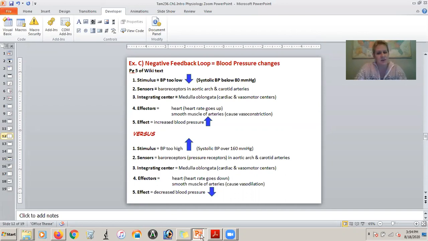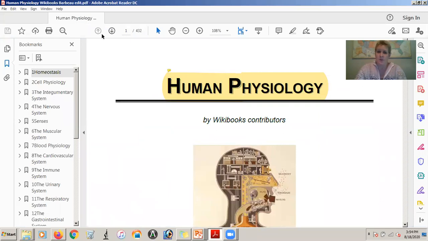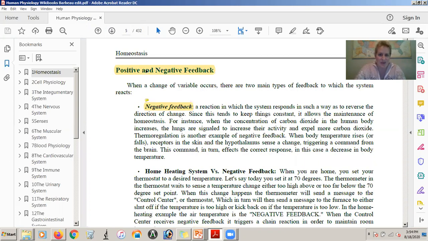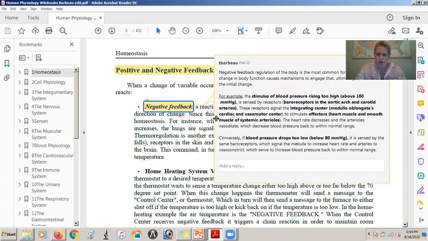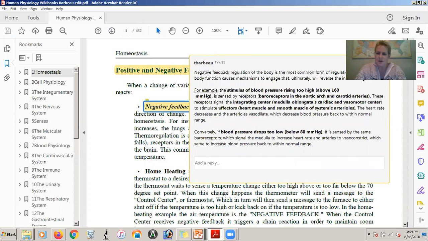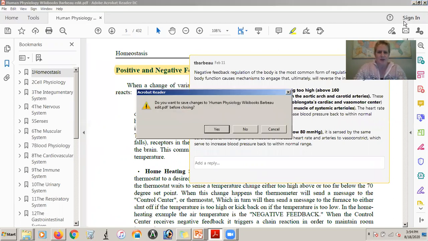I happen to have the wiki textbook up, and I've got it on page 1. If you follow your PowerPoint and you simply type in page 5 when it tells you in the PowerPoint, it will take you right to that page and you'll be able to see, oh, this is where Dr. Barbeau talks all about negative feedback regulation of blood pressure. So this is in the textbook when you want to read the corresponding material, okay? So I want you to know when I put page numbers in the PowerPoint, you can type those page numbers right into the wiki text, take you right to it. Real convenient.